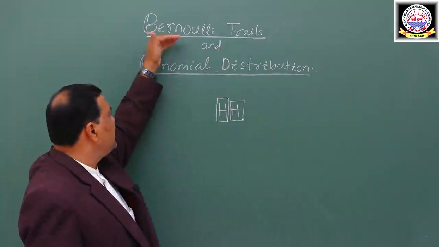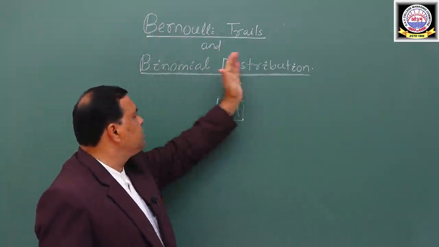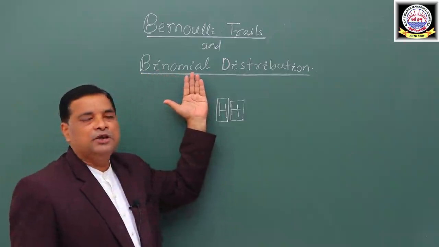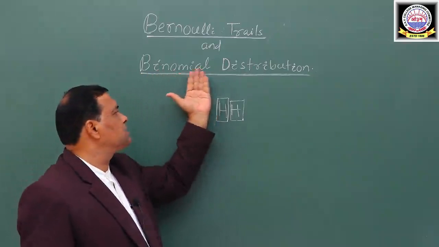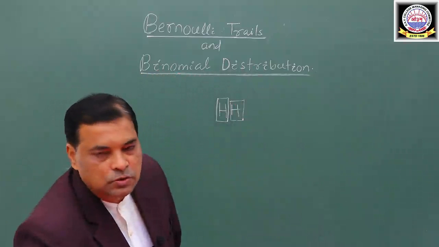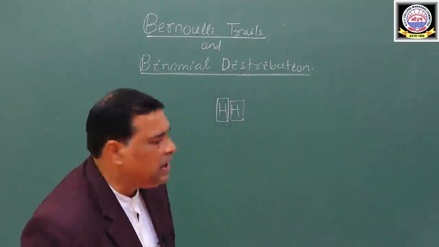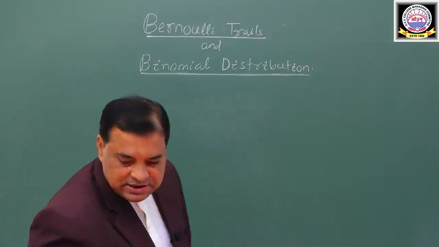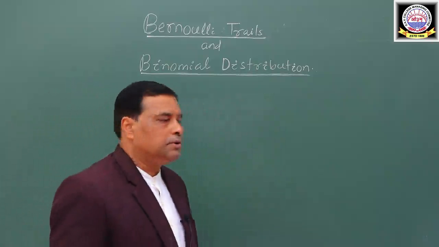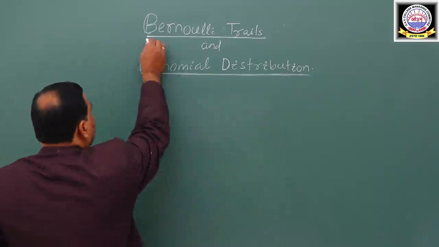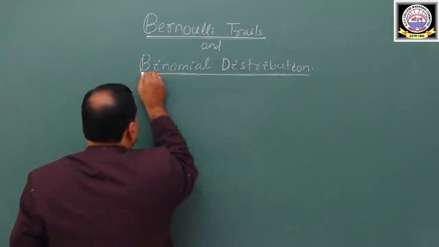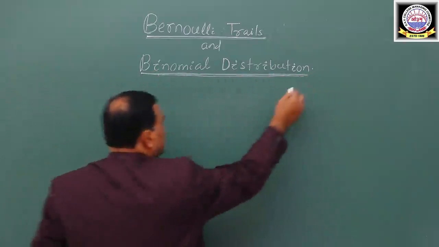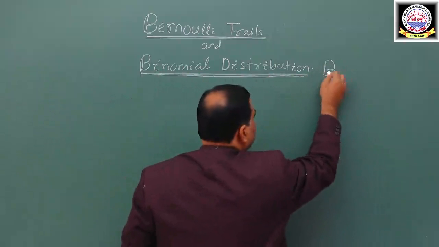When you do the probability distribution table for these, that table obeys the expansion of the binomial. That's why it is known as binomial distribution. Let us take an example and see what happens while we are doing the probability distribution table. For Bernoulli trials, the binomial distribution is always written with B standing for binomial.